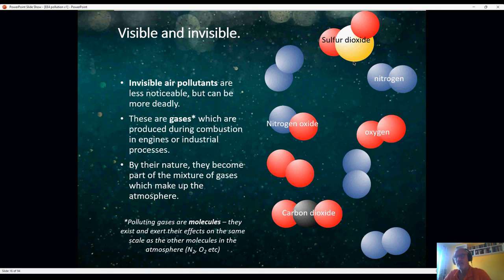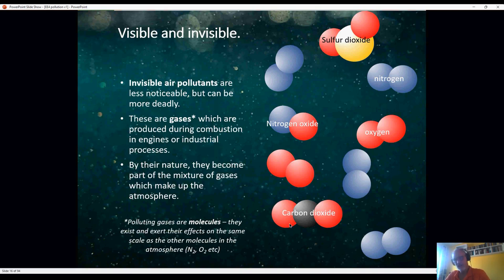And in the heat of the engine, as you're burning the hydrocarbon, some of the sulfur will react with the oxygen. Similarly, in the heat of the exhaust, because there's so much nitrogen around, and there is oxygen as well, you can have a reaction between nitrogen and oxygen, so that you start to create these additional compounds. Carbon dioxide, as I said, is one of the principal products, together with water, of when you burn hydrocarbons.